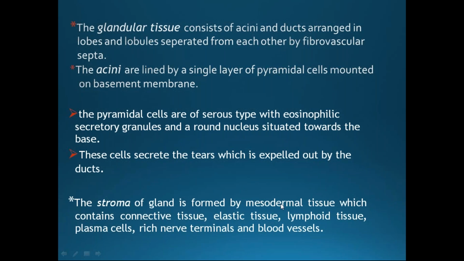The stroma of the gland is formed by mesodermal tissue, which contains connective tissue, elastic tissue, lymphoid tissue, plasma cells, rich nerve terminals and blood vessels.